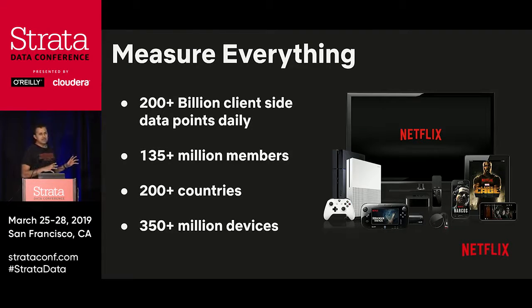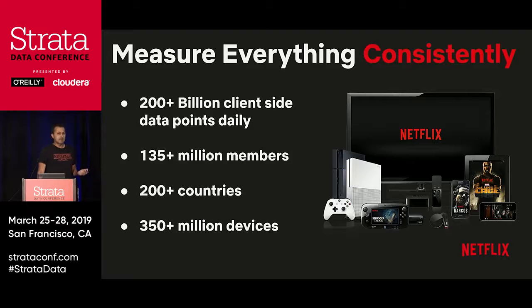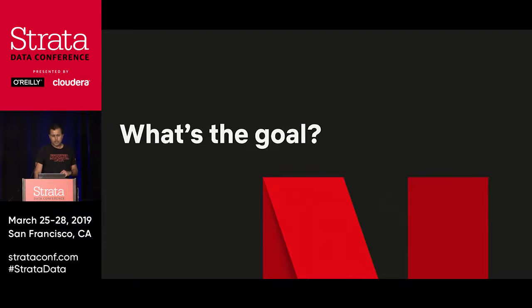Measuring everything is good, but really what we found was that measuring everything consistently was the real key. You can't just go and measure something on TV one way and on your mobile device another way. The more consistency that you bring into your measurement, the better you're going to be able to analyze that data in the future. So what's the goal of measuring everything? Like, what are we trying to measure? What are we really talking about?